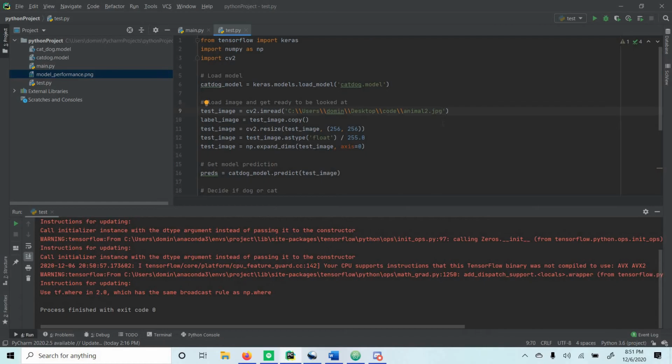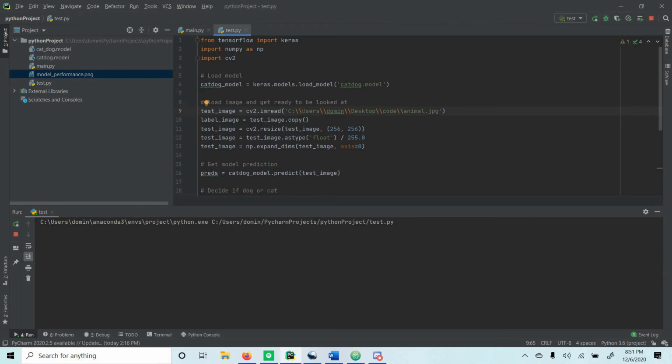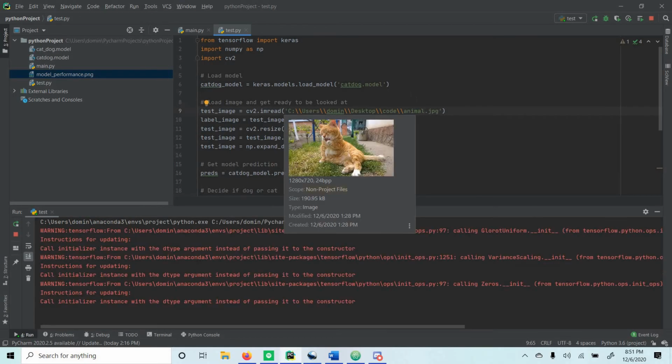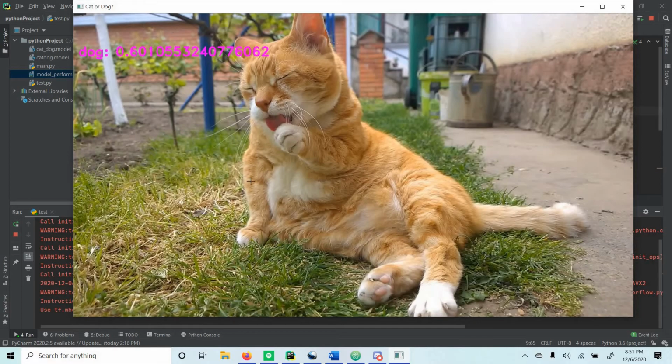The model has a 90% accuracy. So it is not perfect. The image I'm pulling up right now is a cat. However, the model predicts it to be a dog, with a 60% probability of it being a dog. It's lower than the other two probabilities that we've seen, but it is still incorrect as it's leaning in the dog's favor.